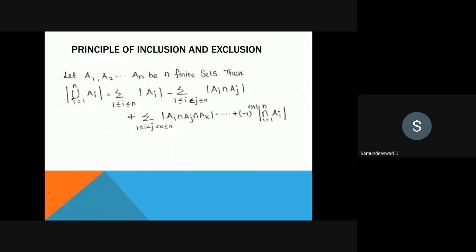Again I will recall. Today I am going to recall again the principle of inclusion and exclusion. When you see this formula, you may get fear. Don't worry about that. When you see the particular case, you can easily understand and remember the formula.